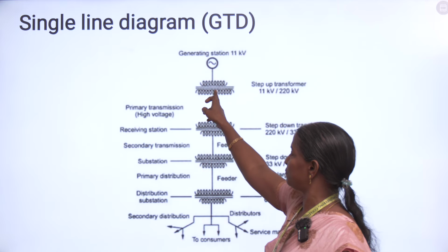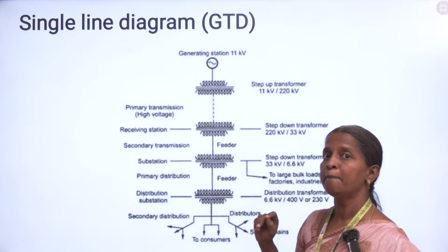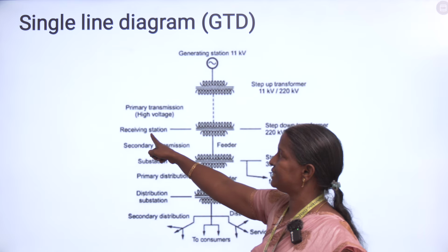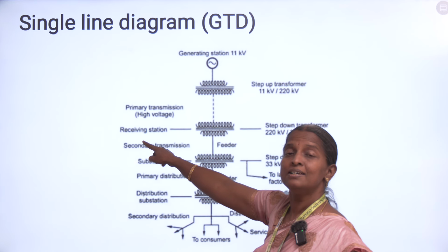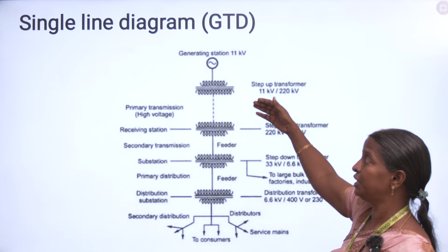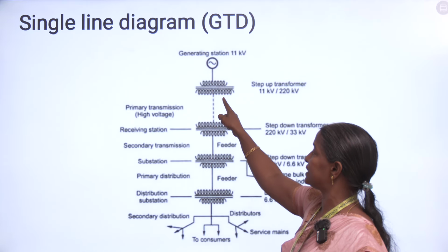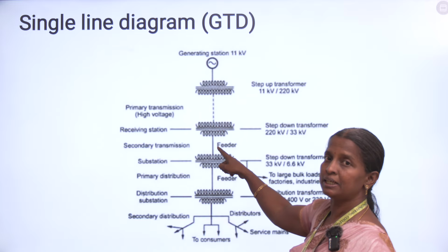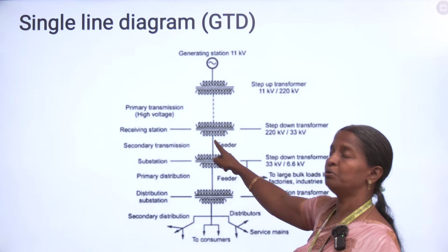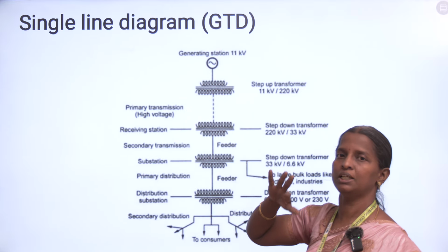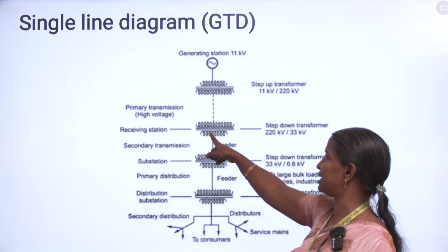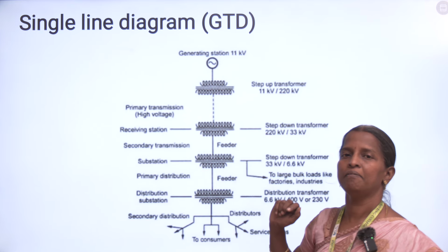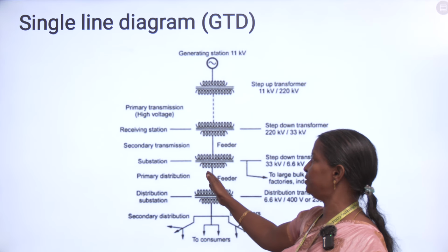This portion, from this substation to this substation, is called primary transmission. The high voltage will be transmitted through the wires and reach the receiving station. This substation is called the receiving station. In the receiving station, if you see the symbol itself, it is a step-down transformer. That is, the primary number of turns is maximum and the secondary number of turns is minimum. The voltage is stepped down to 33 kV in this particular substation, so the input voltage will be 220 kV and the output voltage will be 33 kV. After that, it will again be given to the feeders.